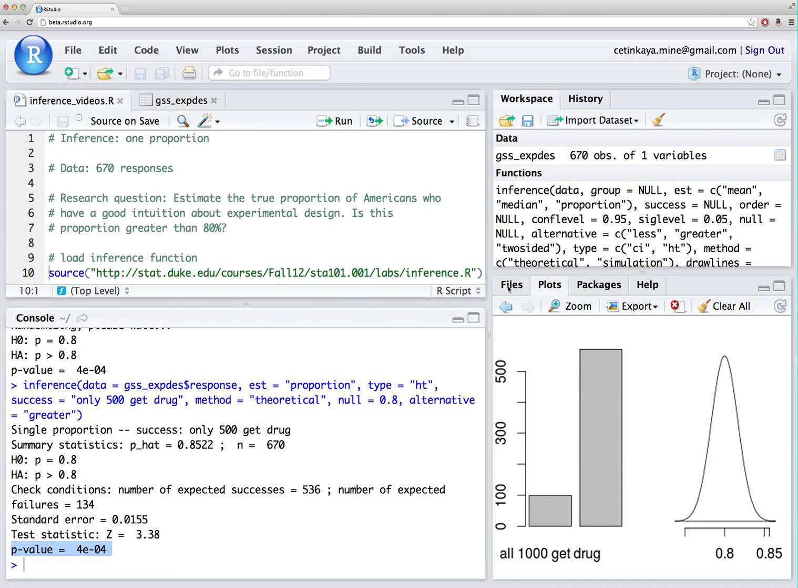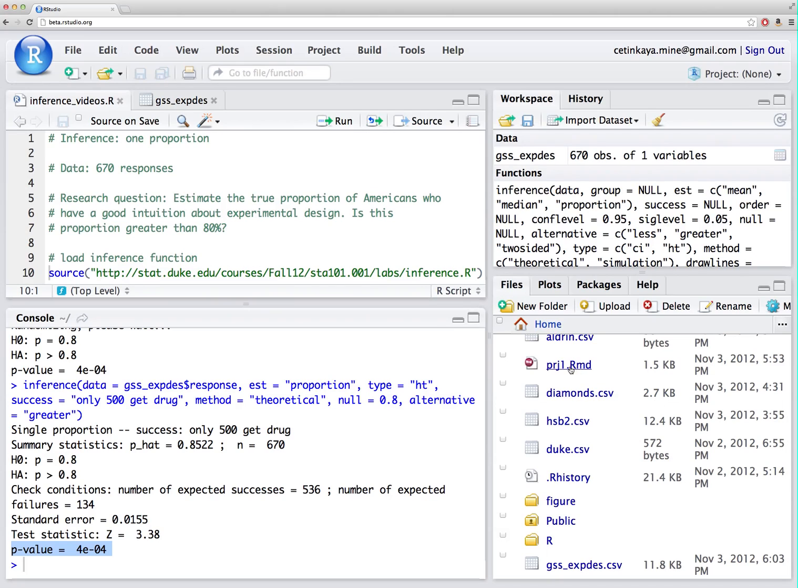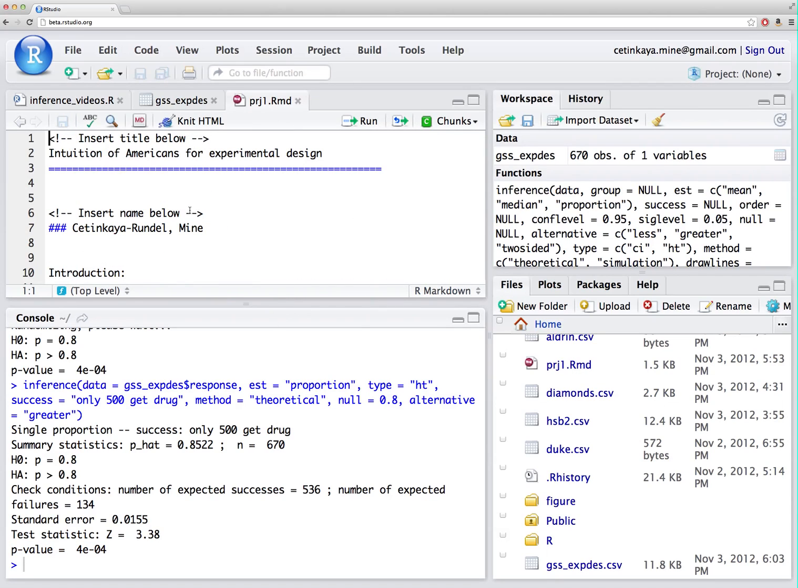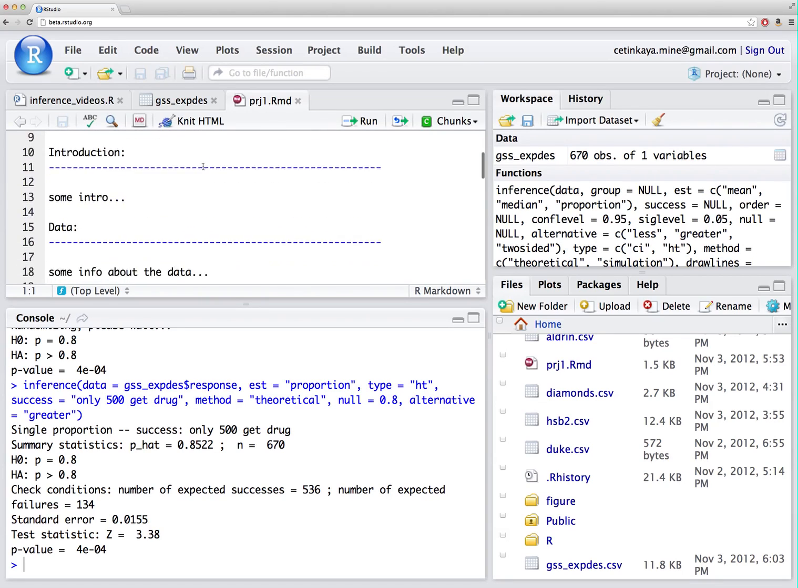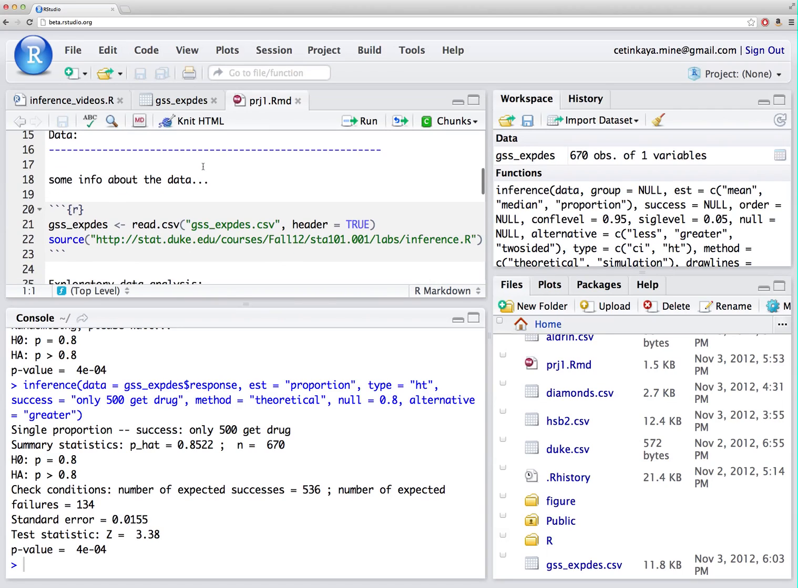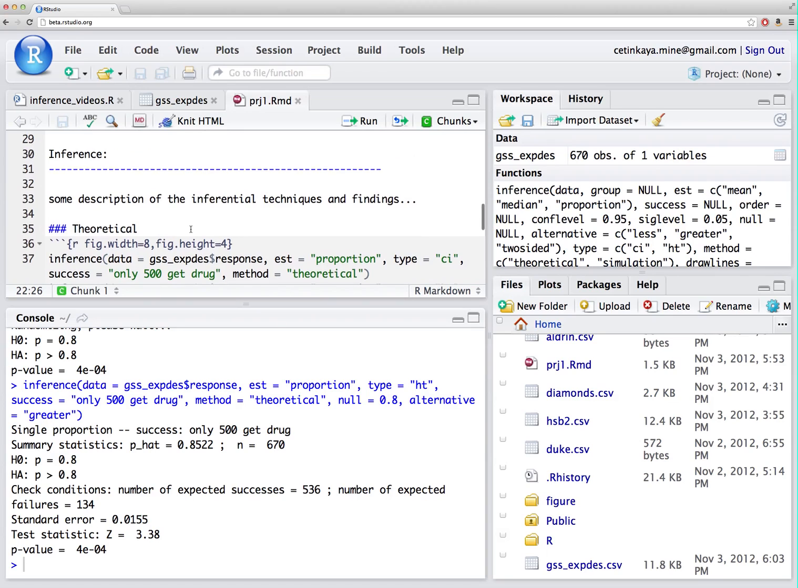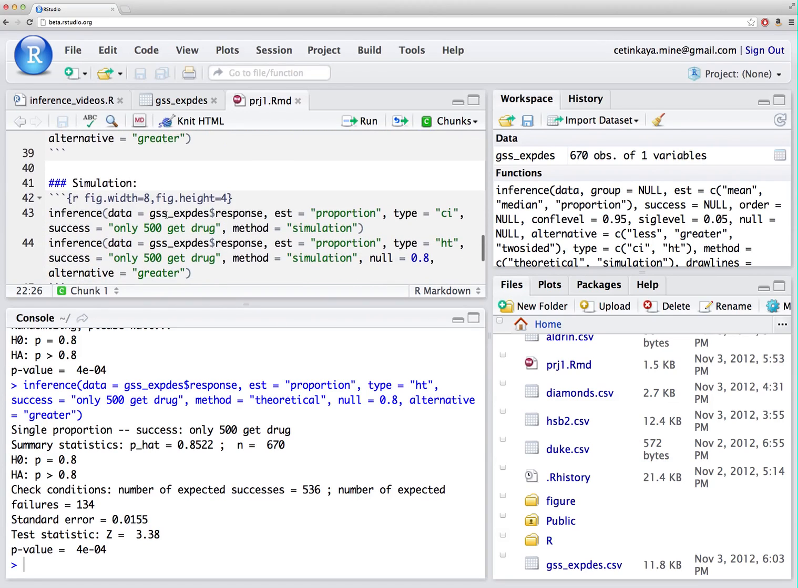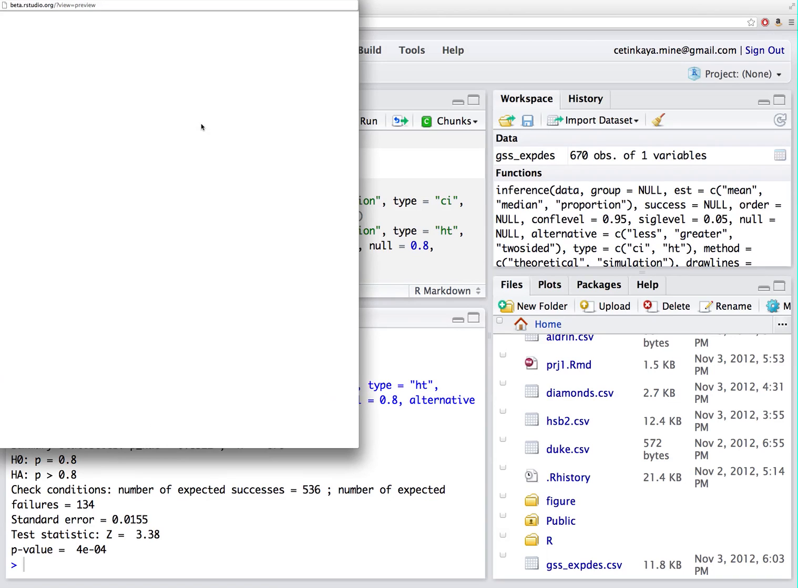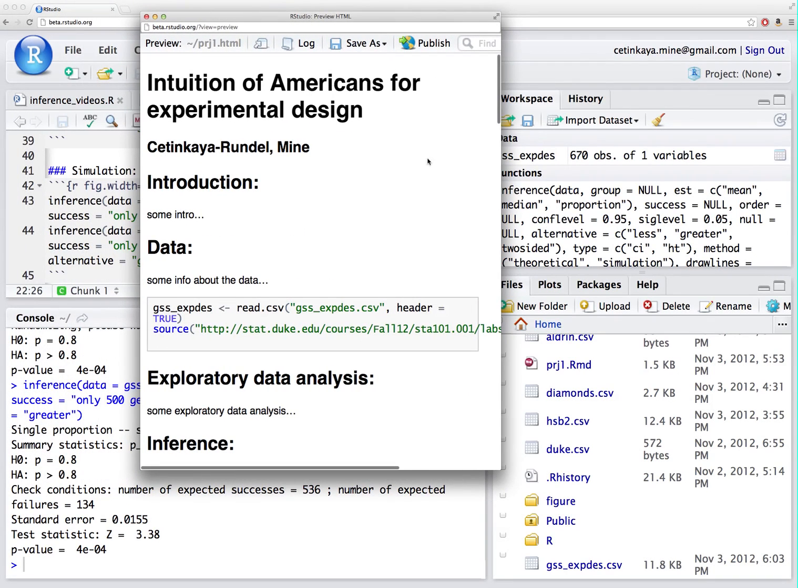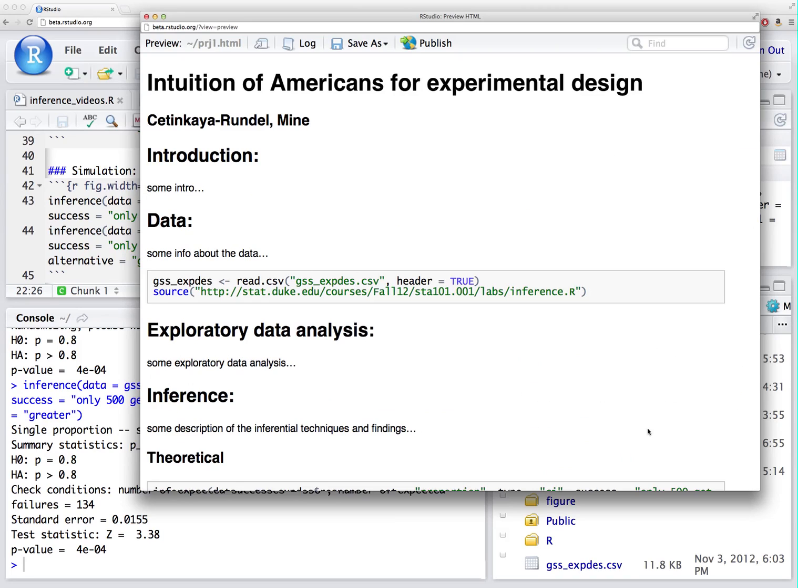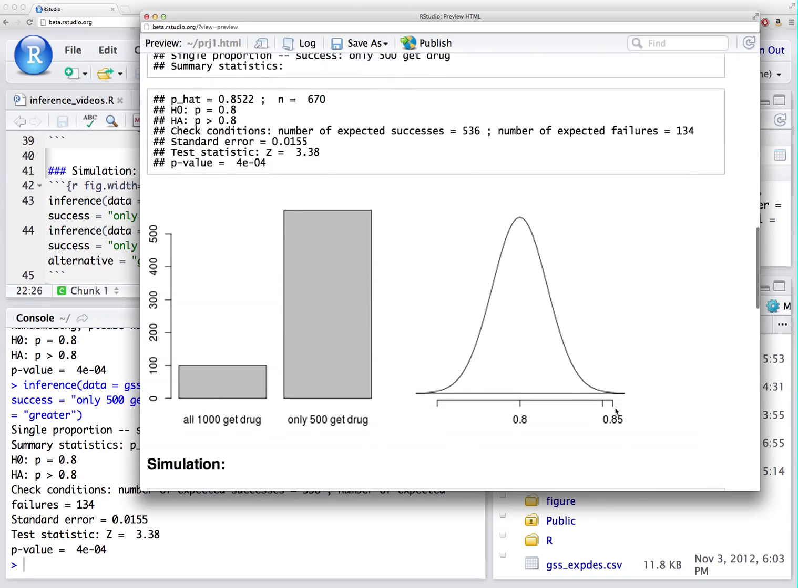Once I'm done with my analysis, all I need to make sure is that everything is included in my report. So let's take a look at my knitr file here. I have a title for my report. I give some information about my data and why I'm interested in this. Then I read the data in. I also want to make sure that in my knitr document I am loading my inference function. And then in the inference section, I have the results from my theoretical and simulation-based inference. And we can see that all of the results we've seen before are included in my report.